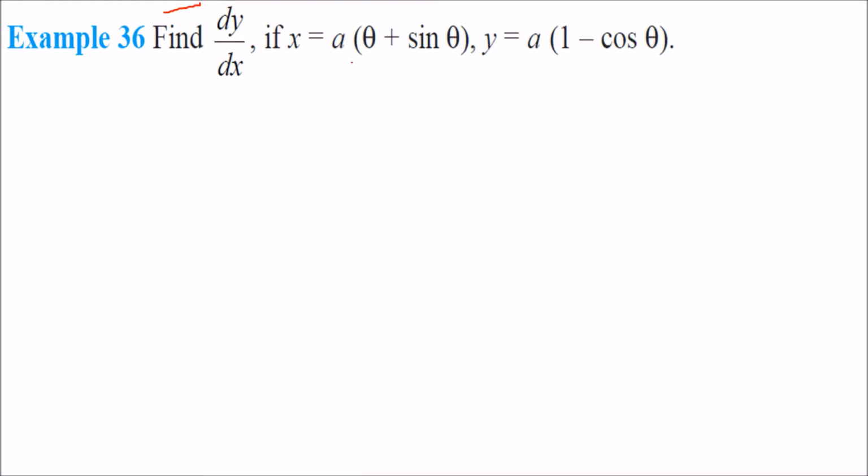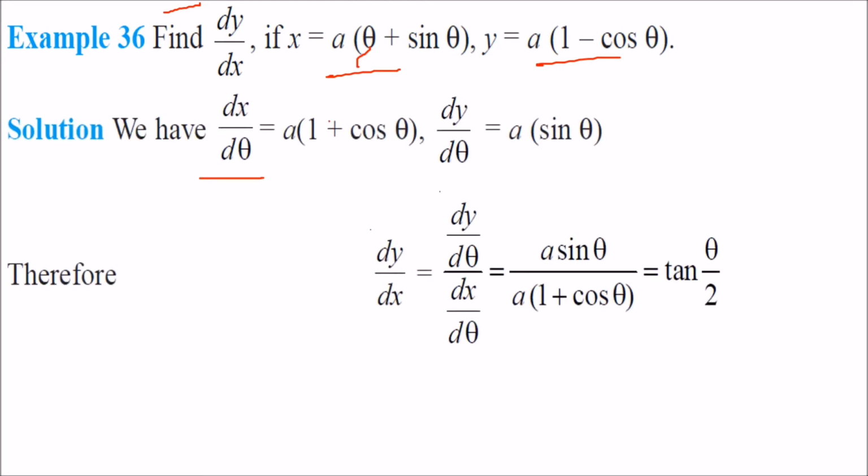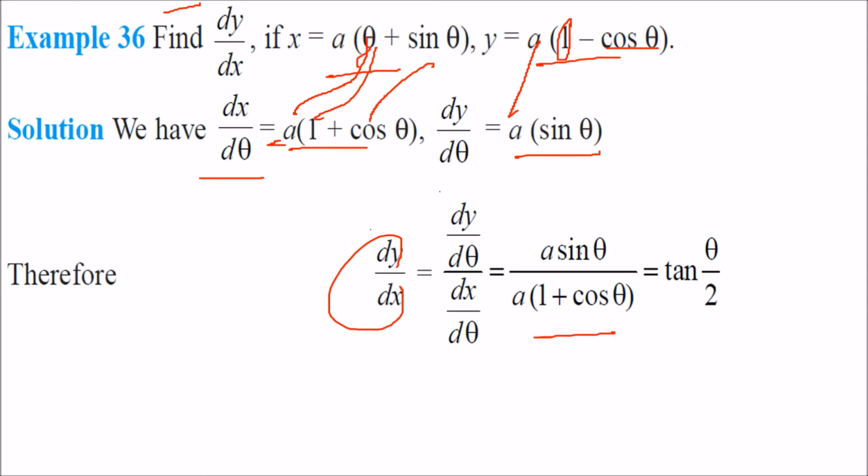Find dy by dx if x is this and y is this. Again we will differentiate with respect to t, or here we will have theta, so we will differentiate with respect to theta. So dx by d theta is what? A into (1 plus cos theta), because a will be outside. Differential of theta is 1 and of cos theta is minus sin theta. And dy by d theta: again a will come here, differential of 1 will be 0 and minus cos theta differentiates to minus sin theta... so minus cancels out. It will be a sin theta. When you divide dy by d theta by dx by d theta, we get that is a sin theta by a into (1 plus cos theta).